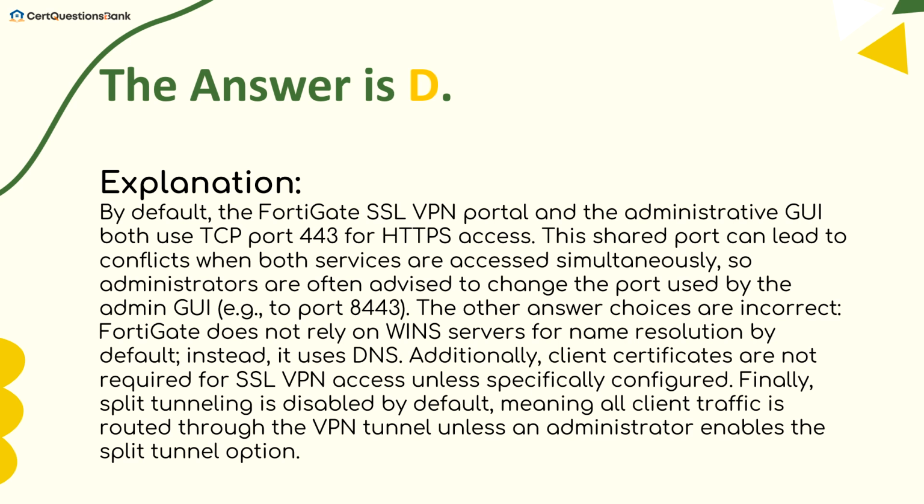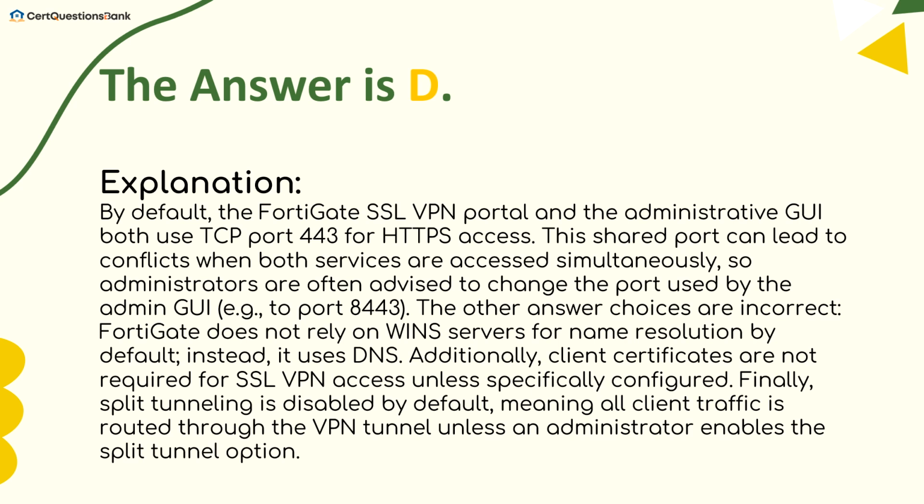The answer is D. By default, the FortiGate SSL VPN portal and the administrative GUI both use TCP port 443 for HTTPS access. This shared port can lead to conflicts when both services are accessed simultaneously, so administrators are often advised to change the port used by the admin GUI, e.g., to port 8443. The other answer choices are incorrect.